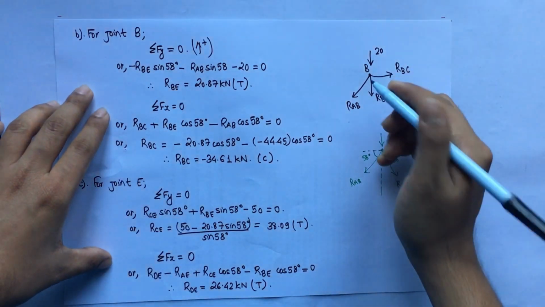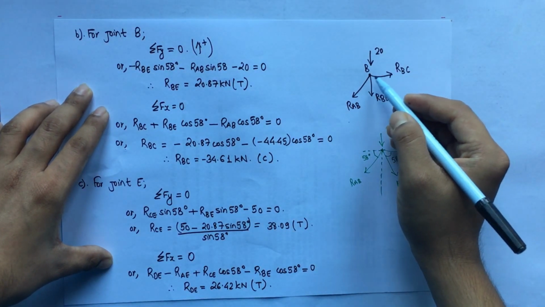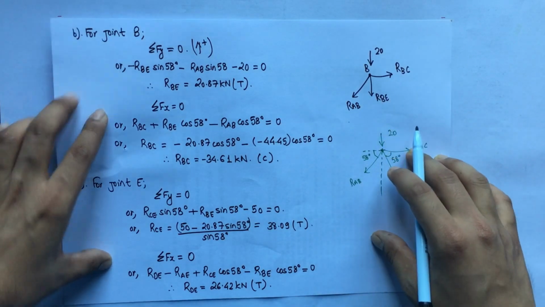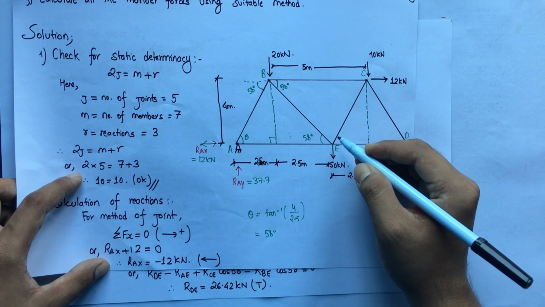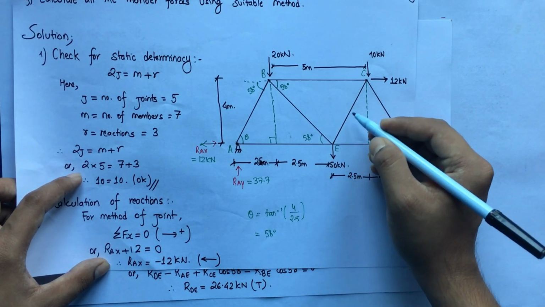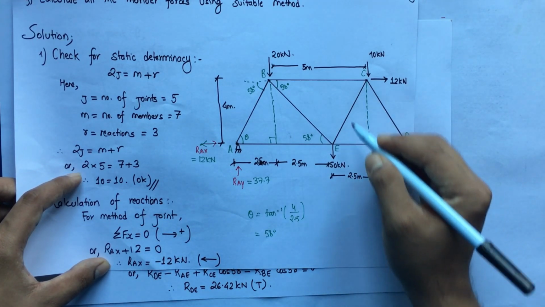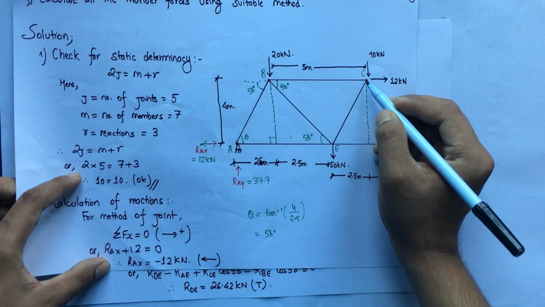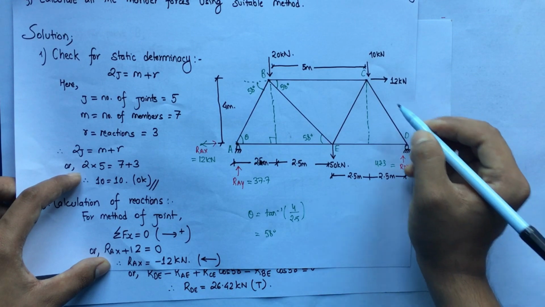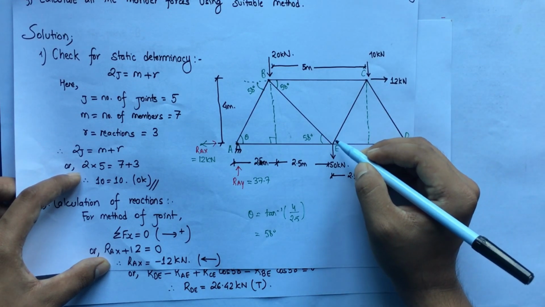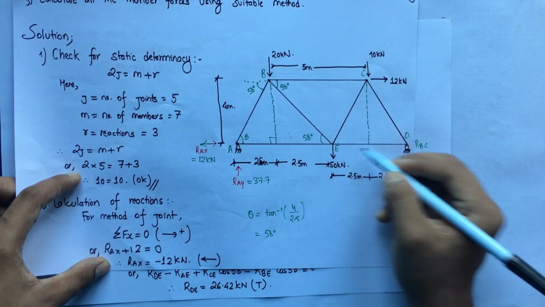So considering joint B, we have calculated all the member forces, that is RBC and RBE. Now let us go to joint E. With joint E we can compute member forces CE and ED, or even you can go with joint C and solve, because we have already calculated this member force, so we can easily compute these two forces. So for now let us go with this member and we can compute these two member forces.